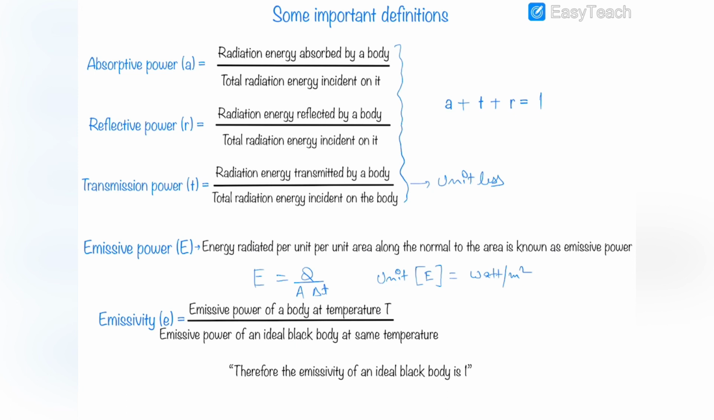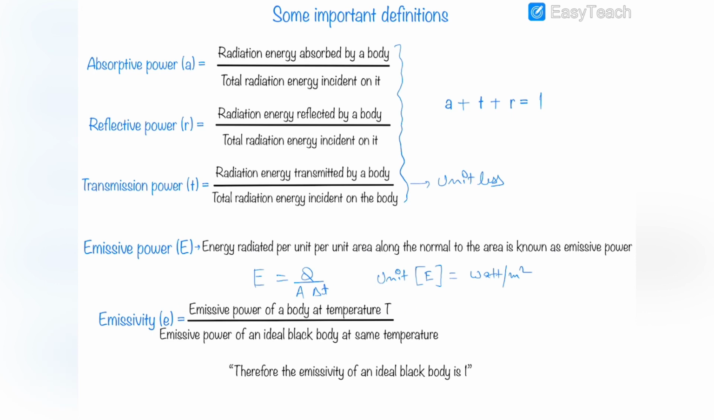So obviously we know that ideal black bodies are the perfect emitters, radiators also. So the reference used here is the ideal black body. So the maximum possible value of emissivity can be 1, for an ideal black body.